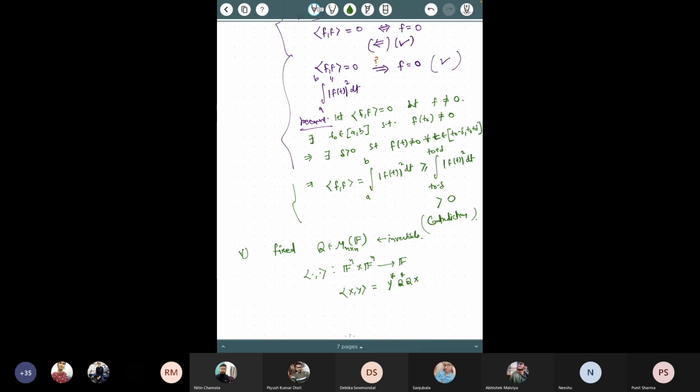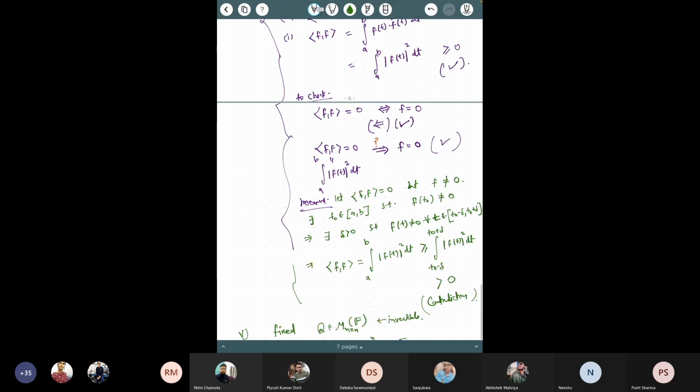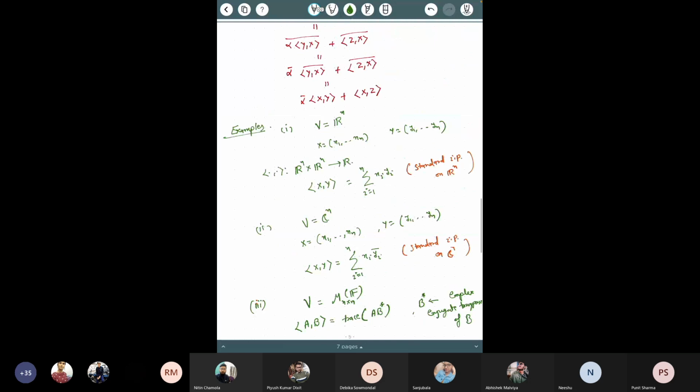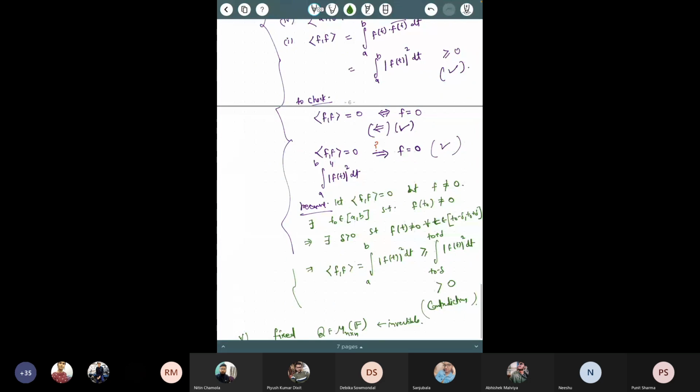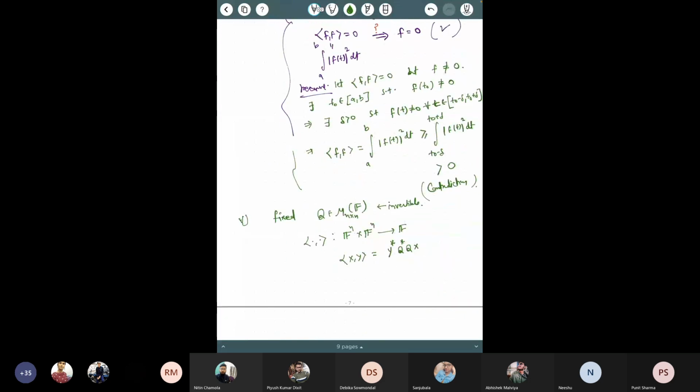So now you see you have two kinds of inner product on Fn. One I have already given on Rn and Cn, the standard inner product. But then I have also given a way to define an inner product on Fn. If you change the matrix Q, any invertible matrix of size n cross n, and then you look at this function, this defines an inner product. So by this, you can define infinitely many inner products on Fn.